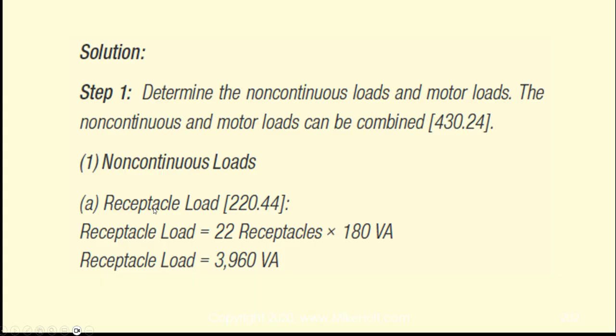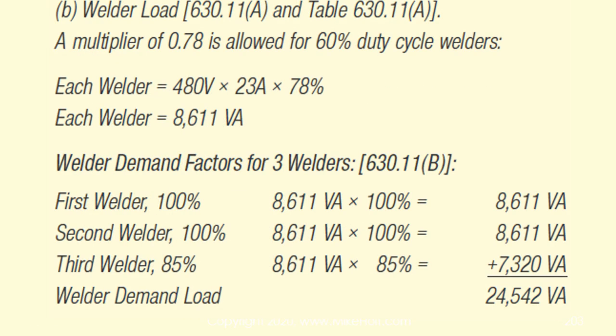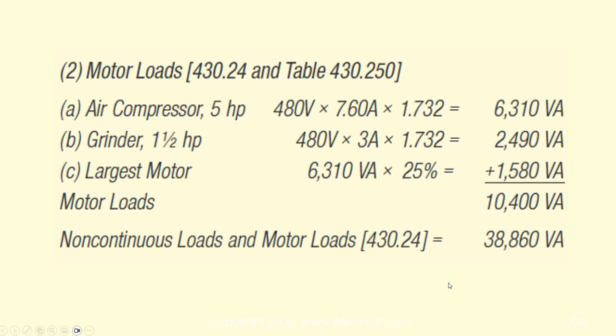So determine the non-continuous loads and motor loads. 22 receptacles times 180, 3960. And then we have each welder at 480 volts times 23 amps at 78% is 8611. And then we're taking all of these, adding them together, getting our welder demand load at 24,542. So here's our air compressors, our grinders. Taking all of that load, determining it at 480 volts, for example, with the grinder times 3 amps times 1.732 gives you 2490. Total non-continuous loads and motor loads at 38,860.